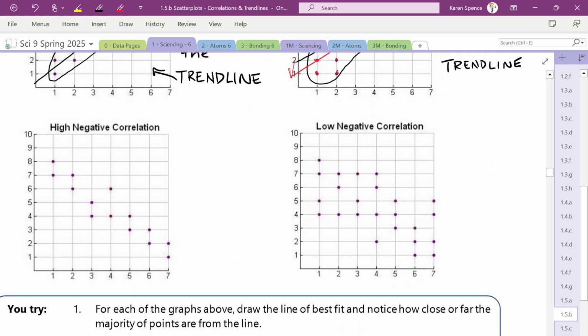Okay, once again, we've got a high and a low correlation here, but this time, are they positive or negative? This time they're negative. Draw yourself a best fit line through each of those. Everyone, draw your best fit line through your high and low negative correlations.